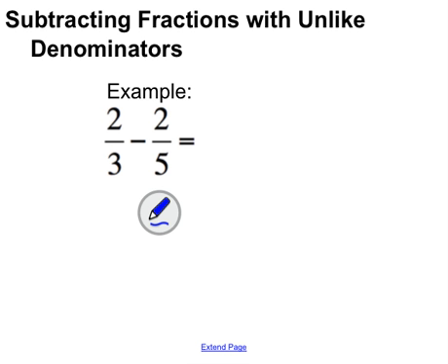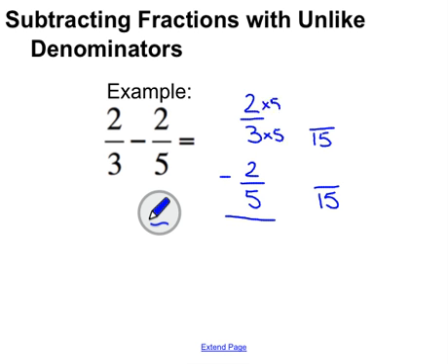When you're subtracting fractions with unlike denominators, you're going to line up your problem vertically and get a common denominator, just like we did with the addition. So 2/3 minus 2/5. The least common multiple of 3 and 5 would be 15, so we're going to rewrite our fractions using denominators of 15. For 2/3, you're going to multiply by 5/5, and that would be 10/15. For 2/5, you're going to multiply by 3/3, and that will give you 6/15.